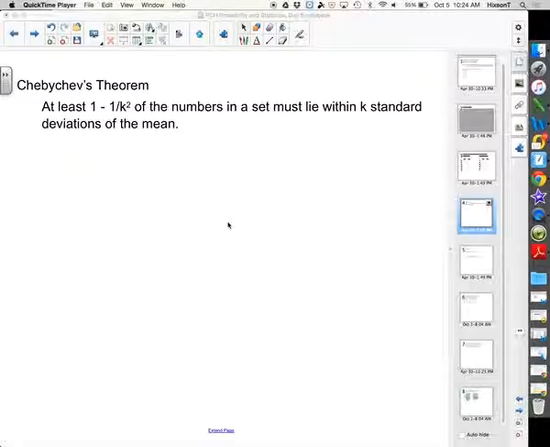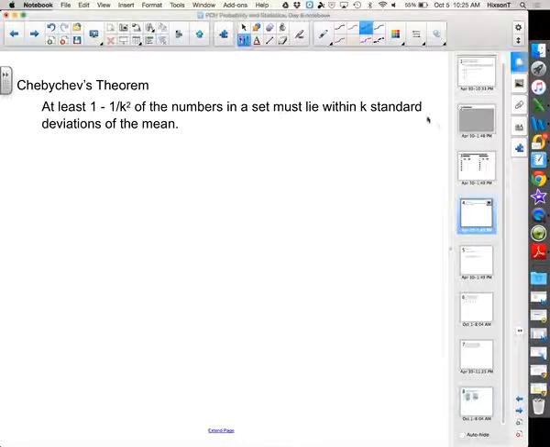What this is saying, all right? Chebychev's theorem says at least 1 minus 1 over k squared of the numbers in a set must lie within k standard deviations of the mean. All right, well, first of all, what does this mean, k standard deviations of the mean?